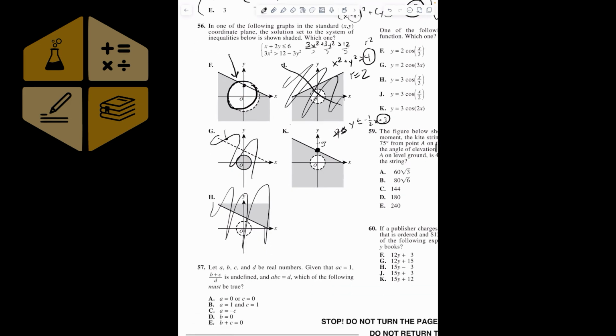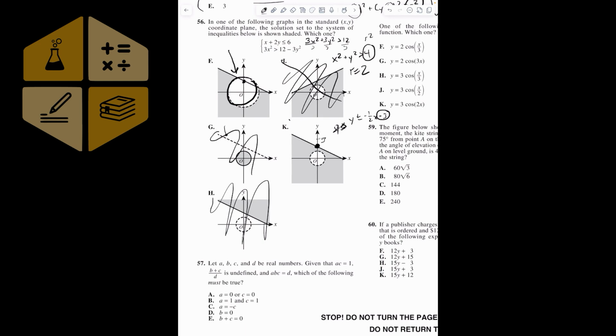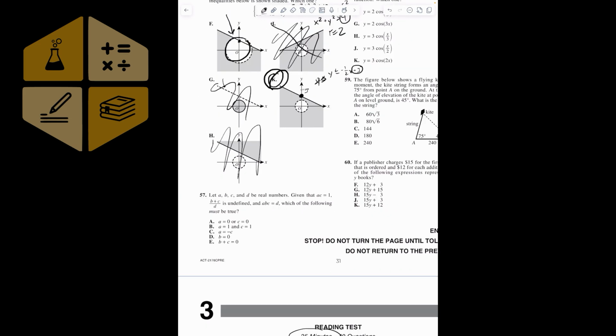And there might be other ways to solve this problem, but for now, that's going to have to be good enough. As a side note, the real paper ACT doesn't have problems over here in this column.